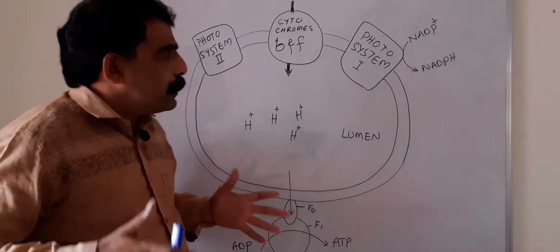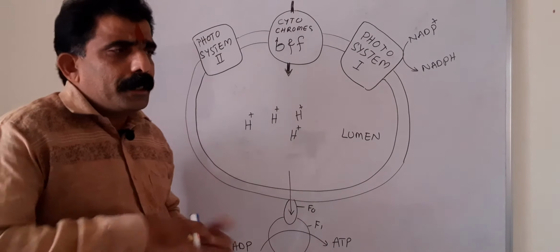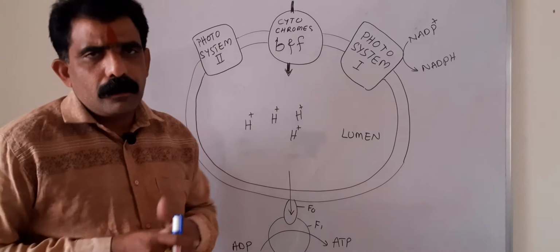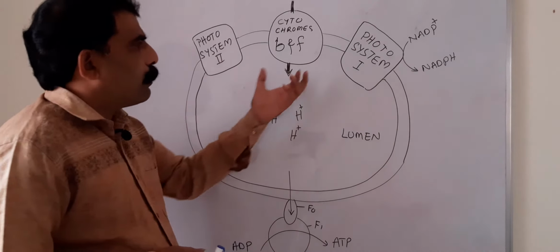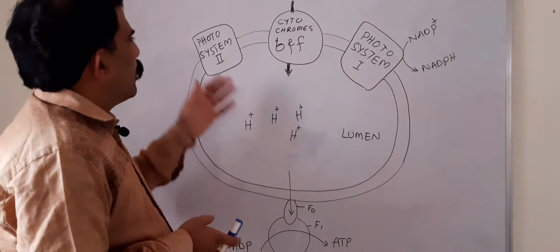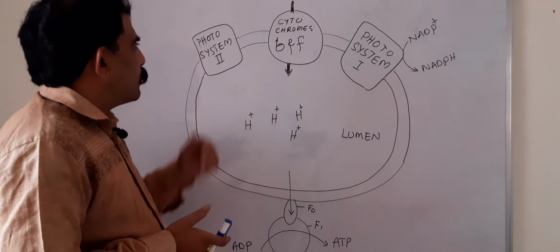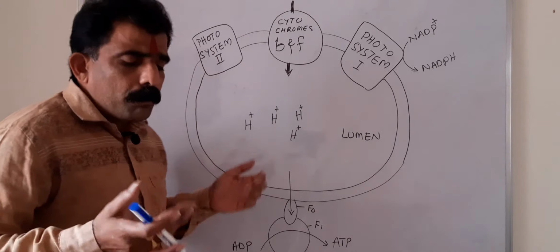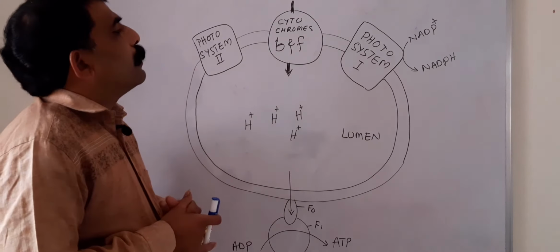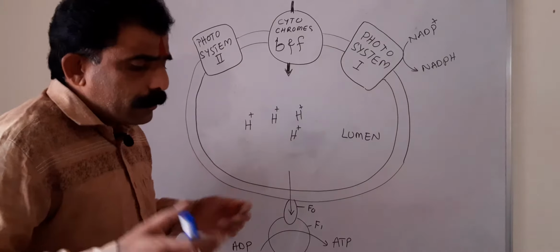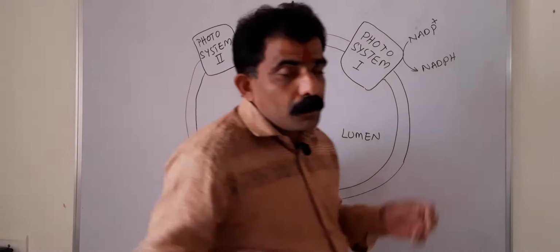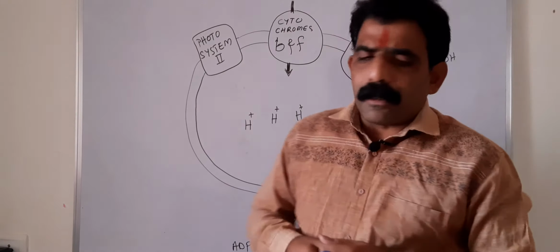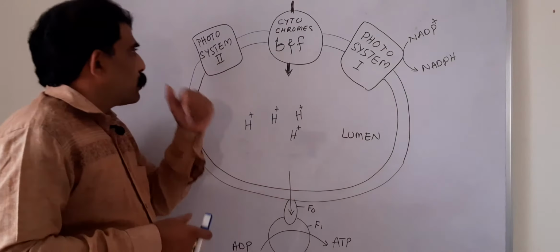Here, for the establishment of a proton concentration gradient between the stroma and the lumen, there are three possibilities. As I mentioned here, one is photosystem 2, another is the cytochrome b6f complex, and another is photosystem 1, where NADP+ is reduced to NADPH. Okay, coming to photosystem 2.